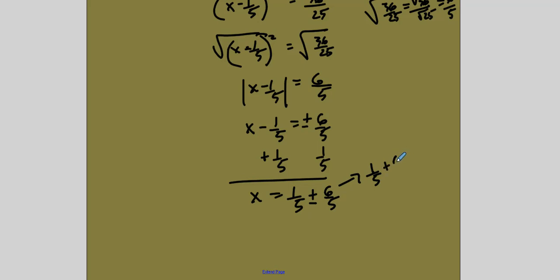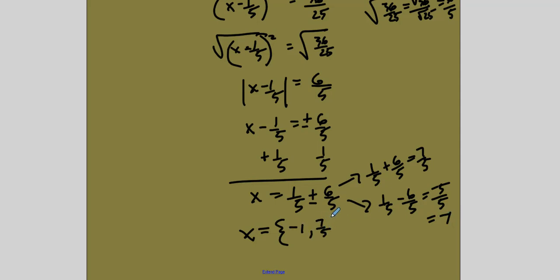1/5 plus 6/5 is one solution, that's 7/5. The other solution is 1/5 minus 6/5, which is negative 5/5, which is negative 1. So my final solutions to this problem are, there's two of them, the set of numbers, negative 1 and positive 7/5, or 1 2/5. So that is our solution to that quadratic equation.